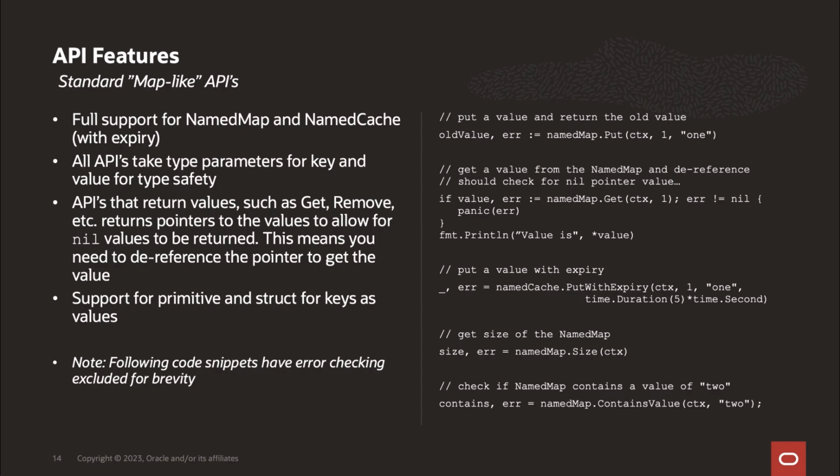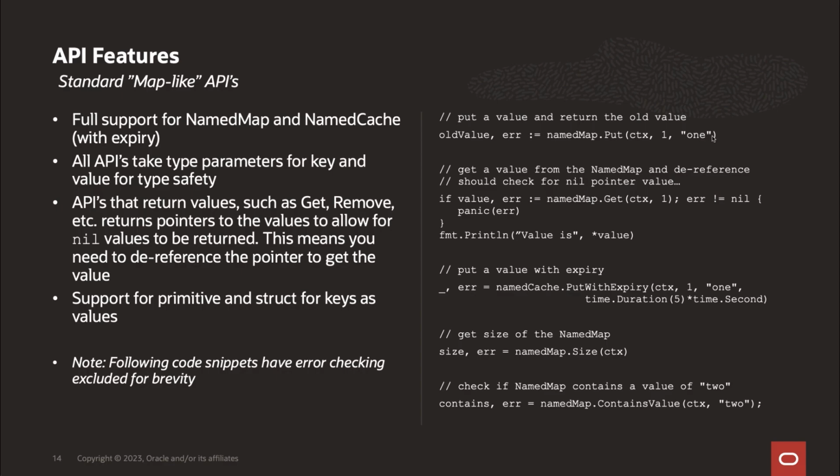We fully support the standard map-like APIs that Coherence already provides in other languages. All APIs take type parameters for key and value for type safety. APIs that return values, such as get, remove, for example, they return pointers to the values to allow you to represent a nil value. This means you need to dereference the pointer to get the actual value.